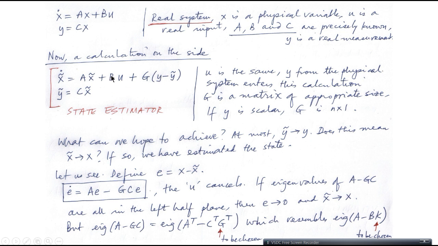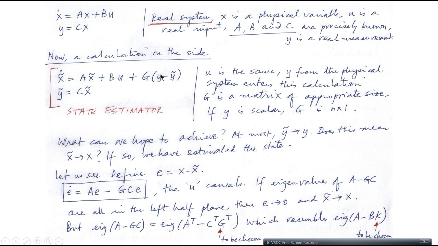You will see that these equations are similar to these equations, except there is an added term here, the G times y minus y tilde. This x tilde evolves according to the same matrix A here and here, the same B here and here. It is assumed that this input and this input are identical, but there is an additional forcing, a matrix G multiplying y minus y tilde.